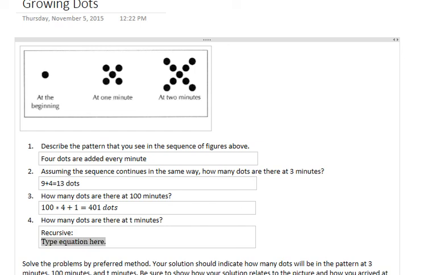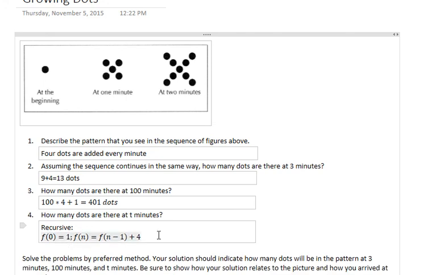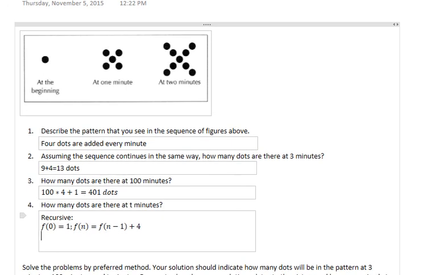It's a way of talking mathematically about the pattern, saying that at time 0, I have 1 dot. And the second part is to find my next term: I take my previous term and I add 4. That's really the recursive version of this. If you would like to see more of why that is, please let me know, and I would be more than happy to do a video specifically about recursive and explicit functions.